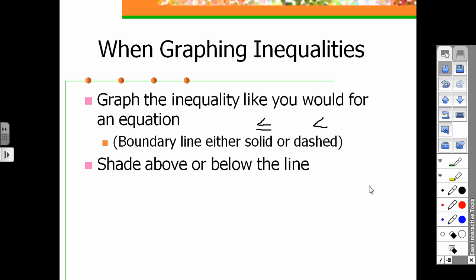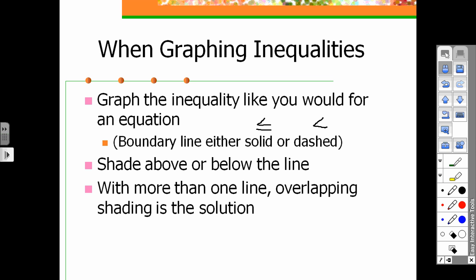Then, after you figure out where your boundary line is, you have to figure out, where do you shade? Do you shade all the points above the line, or do you shade all the points below the line? And there's a couple different methods for us to use to figure that out. And we'll go through them, and you can decide which one you want to use. Okay?